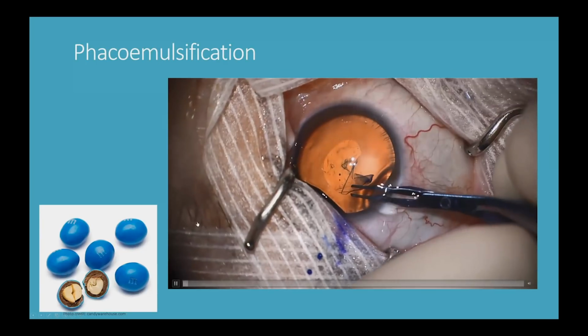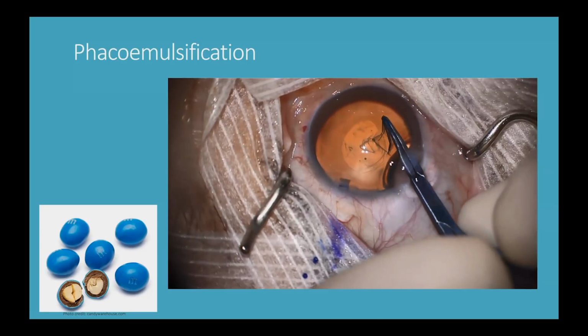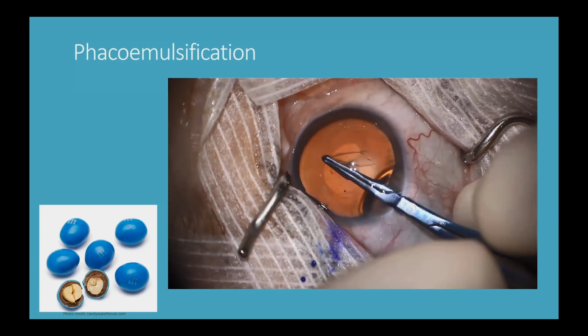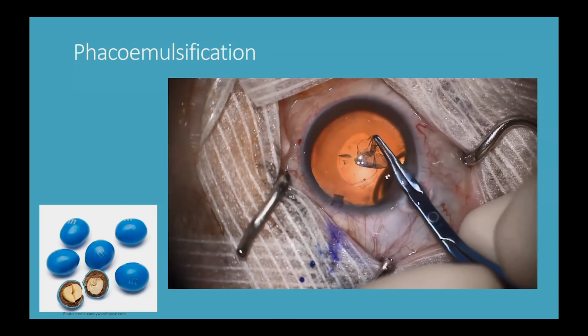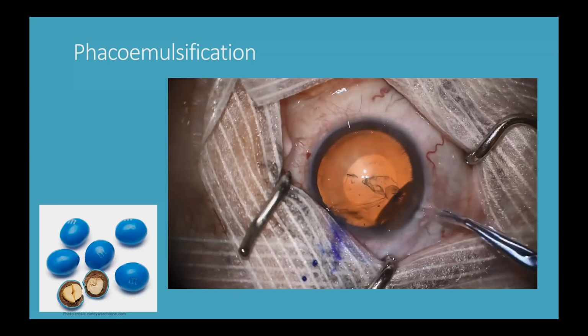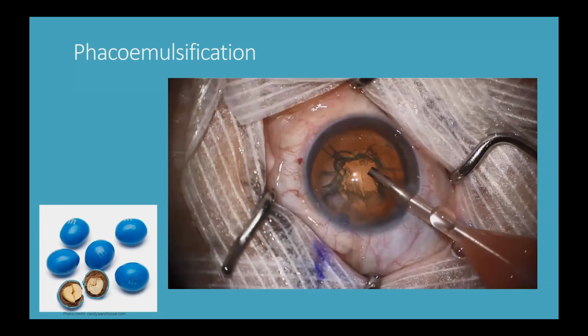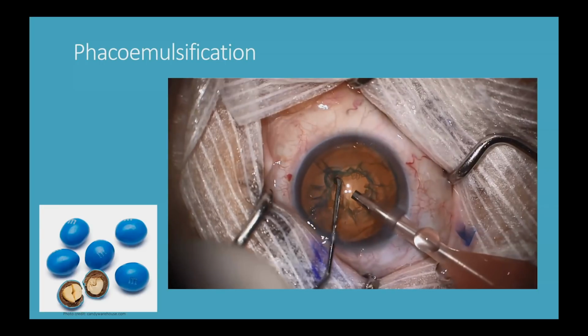So here you can see that I am creating a window. I'm tearing an opening in that hard candy coating. That's the lens capsule. That capsule is only a few micrometers thick. It's super thin, and we have to take care not to damage it during cataract surgery.